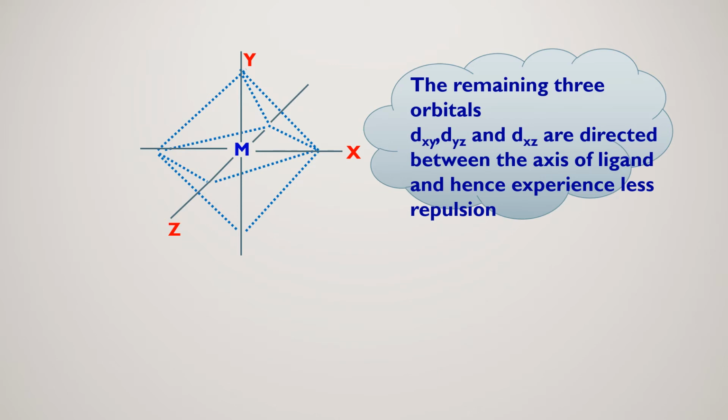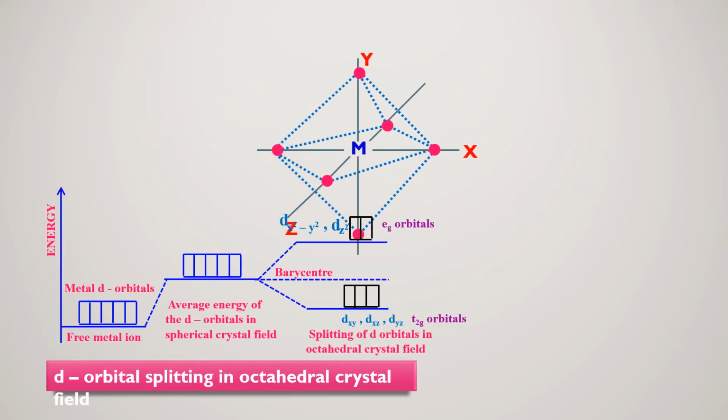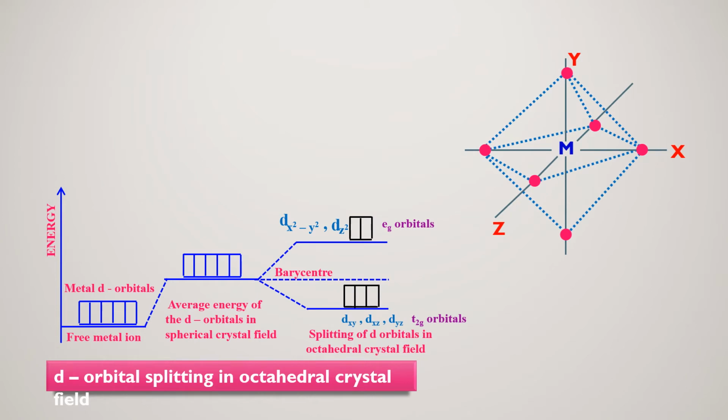The remaining 3 orbitals, dxy, dyz and dxz, are directed between the axes of the ligands and hence experience less repulsion. When the metal is free, all 5 d orbitals have the same energy; the average energy of those 5 orbitals is at the same level. So when the ligands approach the metal, what happens to the orbitals?